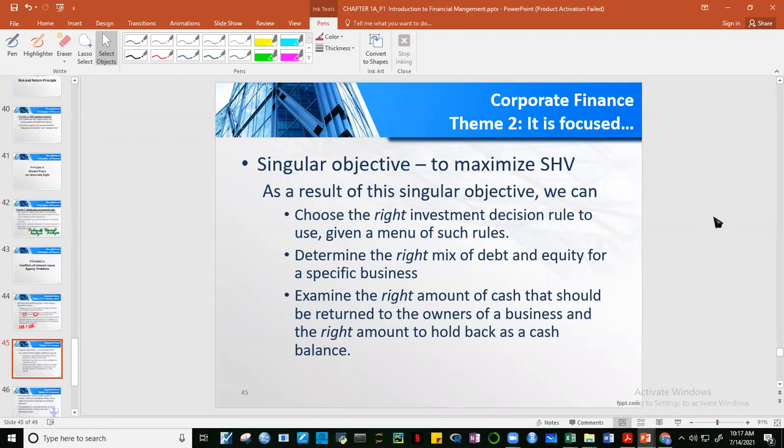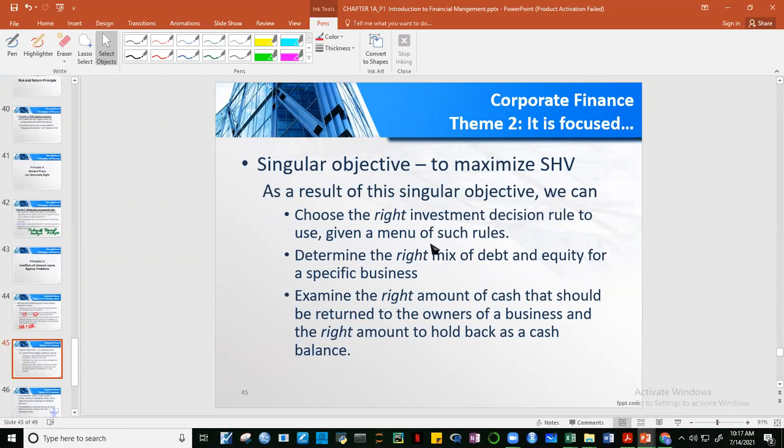Sabi natin, some are clamoring for us to look at the stakeholders also. In theory, guys, it's good. However, there could be difficulty as far as its implementation. Where applicable, syempre, titingnan din dapat yung needs ng stakeholders. But the primary objective of the firm should be focused on maximizing shareholder value.